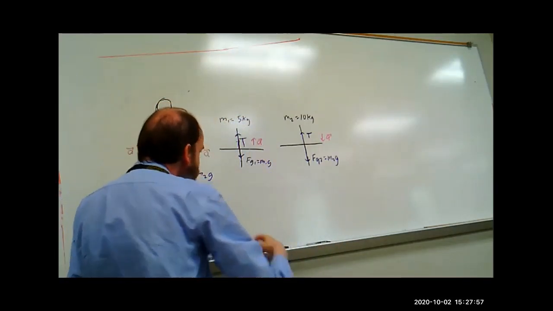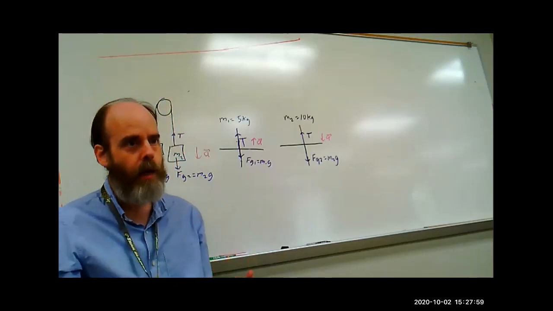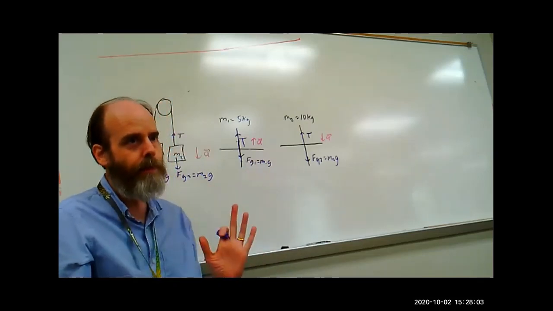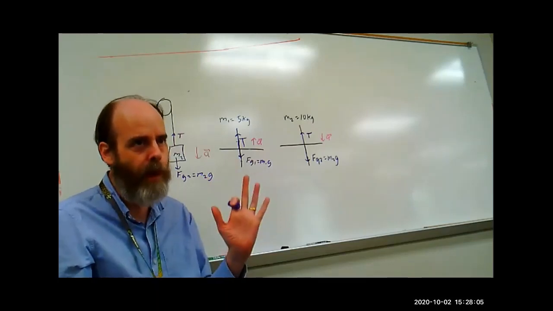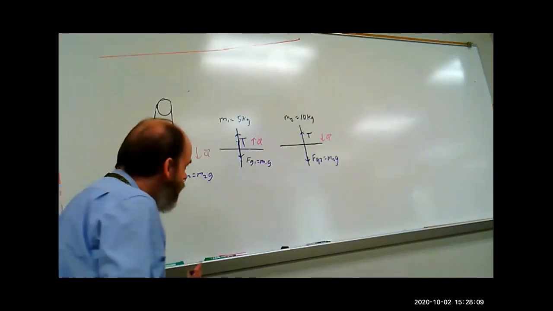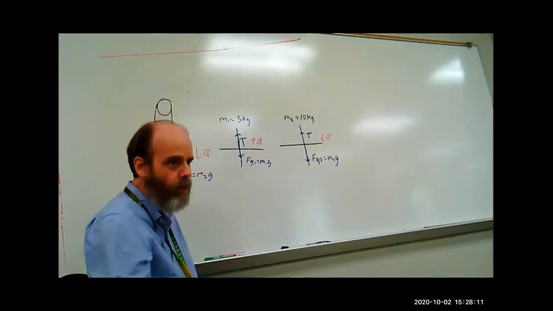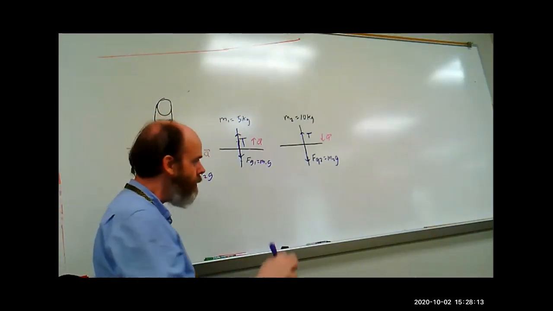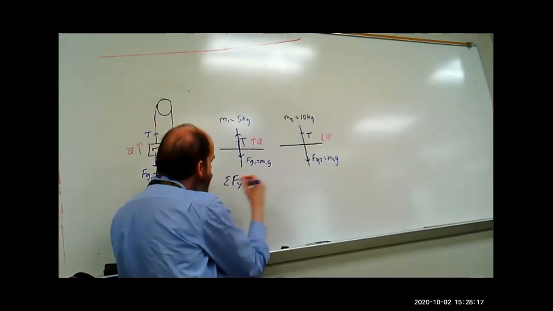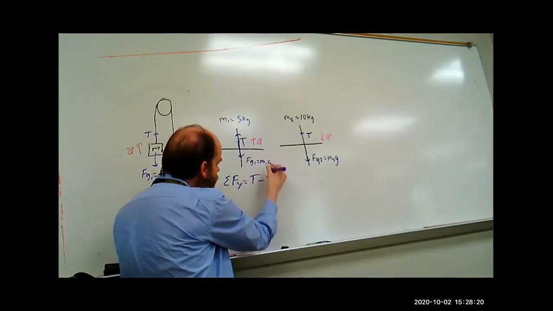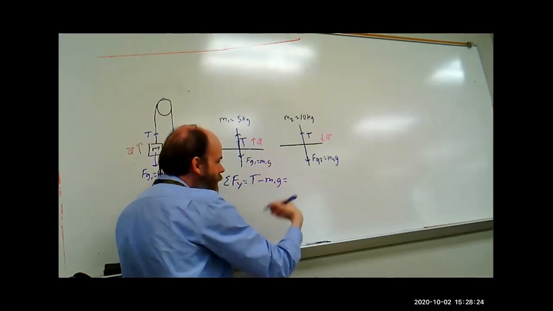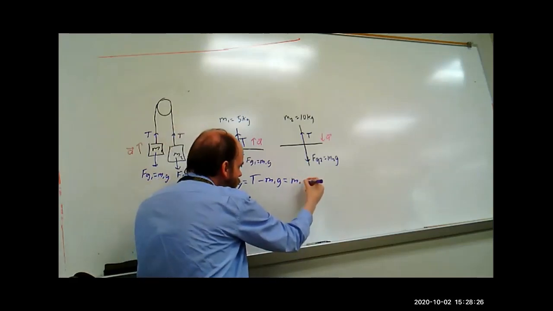So let's apply Newton's second law for mass 1. I'm going to say up is positive, since the acceleration is up. I just do that for convenience. You can also choose down as positive. So sum of forces in the y direction is T minus m1g, and that equals mass times acceleration, m1a.